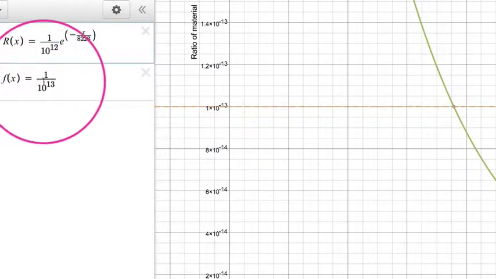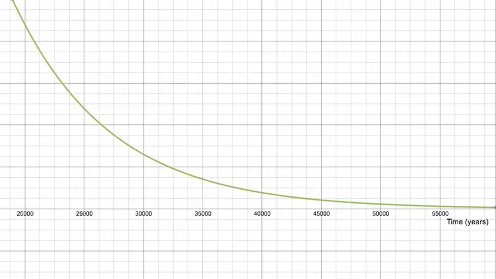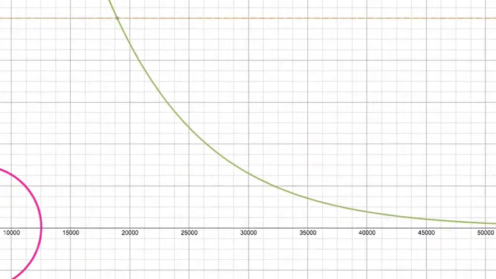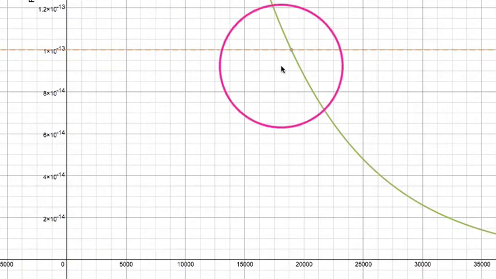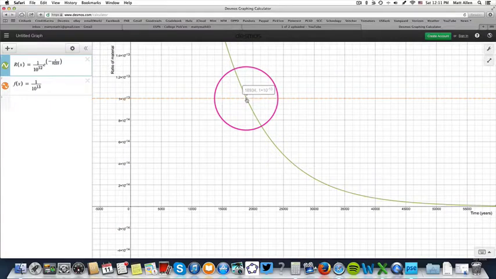I say f of x equals this y value right here. You can see I'm using very small y values. This is the ratio of material here. And then on the x-axis, way out here in time, a long time, because we have 5,700 year half-lives. So we say, all right, where do these two graphs intersect? You can see that they intersect at 18,934 when they're both at that height. So interpreting this graphically, we could just graph both sides of the equation and see where they intersect.